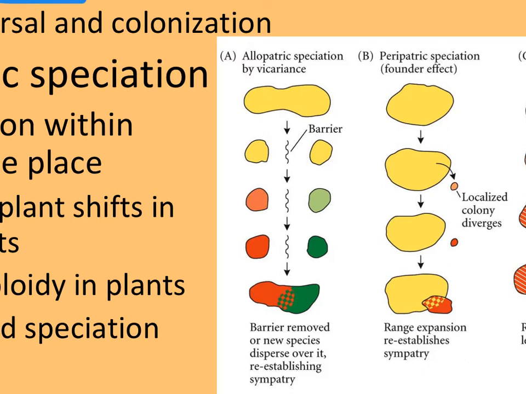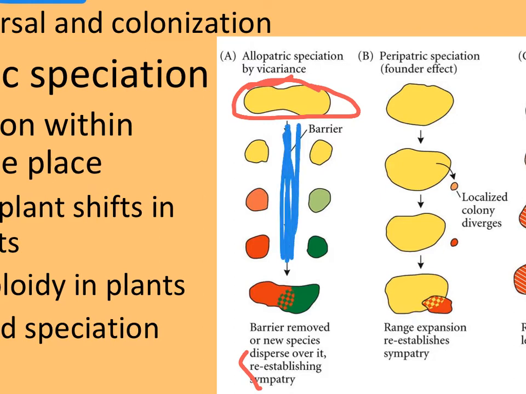Okay, so we'll take a look at this in greater detail, but here's a figure. So we've got allopatric speciation by vicariance. We have one big population. They can interbreed and all that. There's some reproductive barrier. Let's say it's sea level rise, and now we've got two separate populations. So there's water between. We've got now two populations.